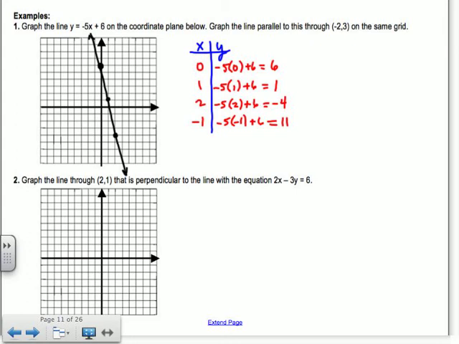Okay, I want to graph the line that's parallel to this line through (-2, 3). So (-2, 3) is 1, 2, 3 down here. If the line's going to be parallel, it's going to go up at the same rate. So on this previous line, to go from one point to the other point, I had to go up 1, 2, 3, 4, 5, and over left 1. So I'm going to go up 1, 2, 3, 4, 5, left 1.